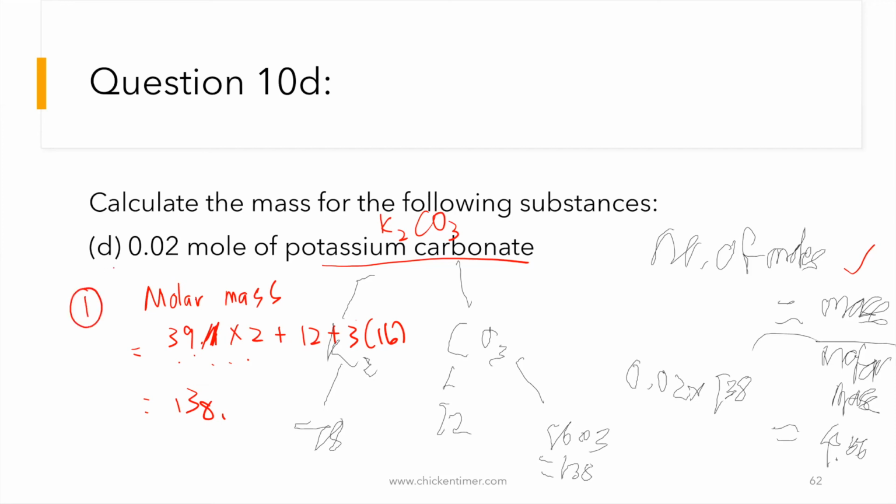Then after that, first step, you write this. Second, you write this. Then you insert your formula. Then mass is mole times Mr, equals this. How do you get this? 0.02 times 138, number of moles times Mr. Something is wrong there. What are you short of? Something is missing. What is it? Units. Okay, there you go.